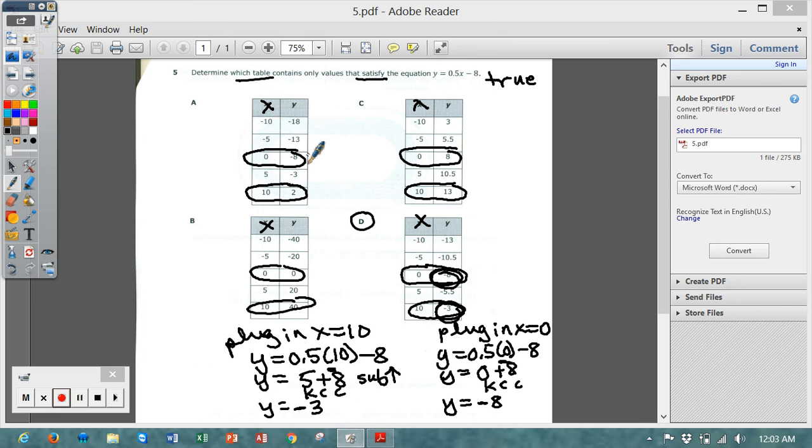Now I see negative 8 here, but this number is not right. It's not 0, positive 8. So it is definitely D.